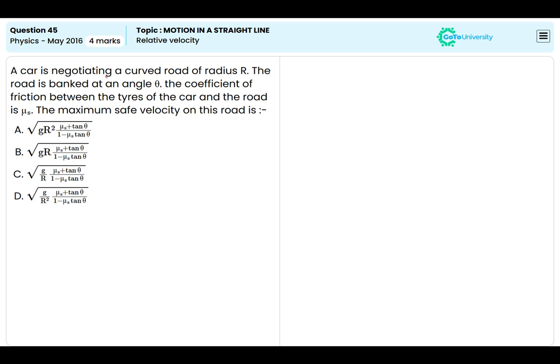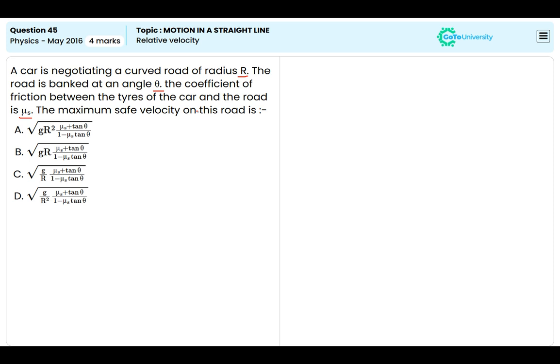A car is negotiating a curved road of radius r. The road is banked at an angle theta. The coefficient of friction between the tires of the car and the road is mu s. The maximum safe velocity on this road is given in terms of equations, and we need to find that one.